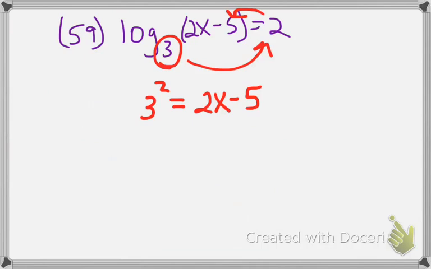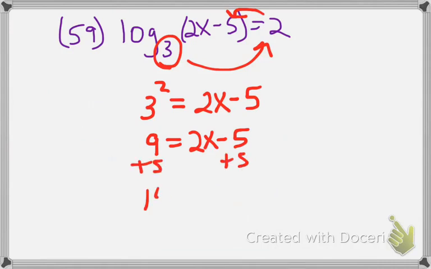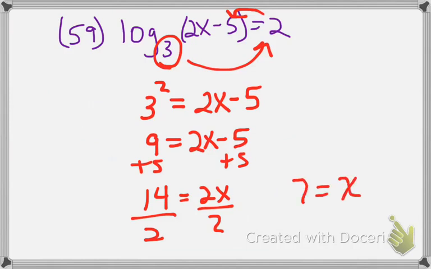So now I can say 3 squared is 9 equal to 2x minus 5. Then I'm going to add 5 to both sides. So 14 equals 2x. Divide both sides by 2. And so 7 equals x. So my solution is 7.